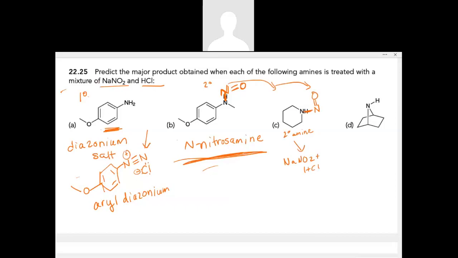All right, this last one here, again, we're going to replace that hydrogen with a bond to a nitrogen and then a double bond to oxygen. So nothing happens to the ring structure here in this bicyclic compound, but we do produce from a secondary amine an N-nitrosamine.